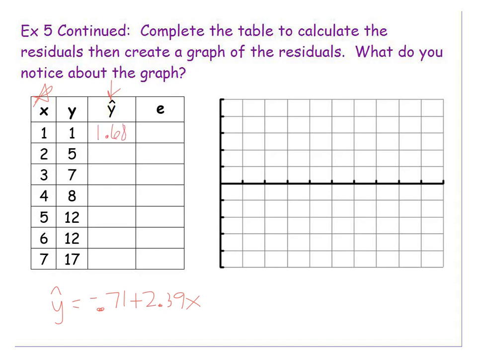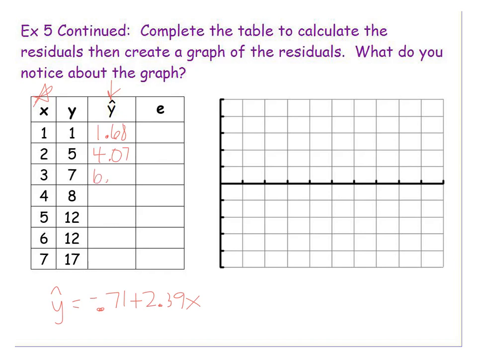And then you're going to do the same thing, but instead of a 1, you're going to make it a 2. And I got 4.07. Pause the video, finish filling in this column to make sure you did it right.